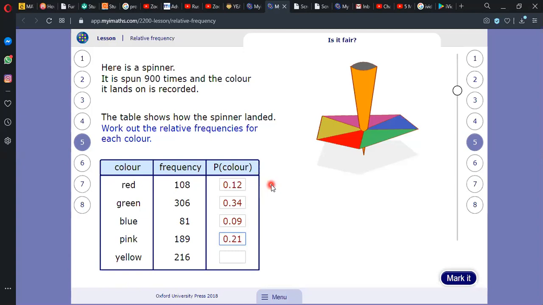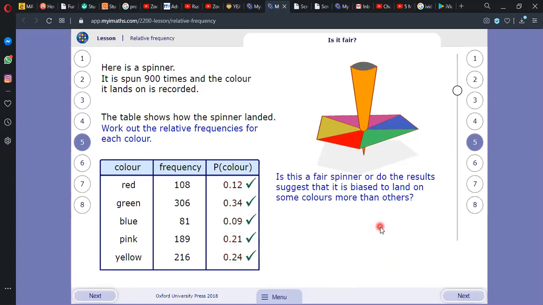And then the last one you have, for yellow, 216. So you have 216 divided by 900, which should give you 0.24. So you have 0.24 right there. Okay. So we all know how to calculate relative frequencies now, or simply call it estimated probabilities.